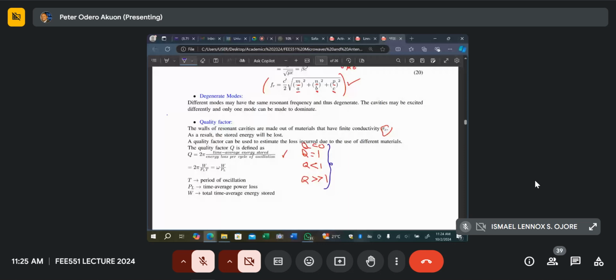So you may find in other texts that this can be written as energy stored over power loss, times 2 pi. Now you remove this T here, which is 1 over F, which gives omega times the energy stored over the power loss. So either way. T is the period of oscillation, the time average power loss is P_L, and W there is the time average energy stored.